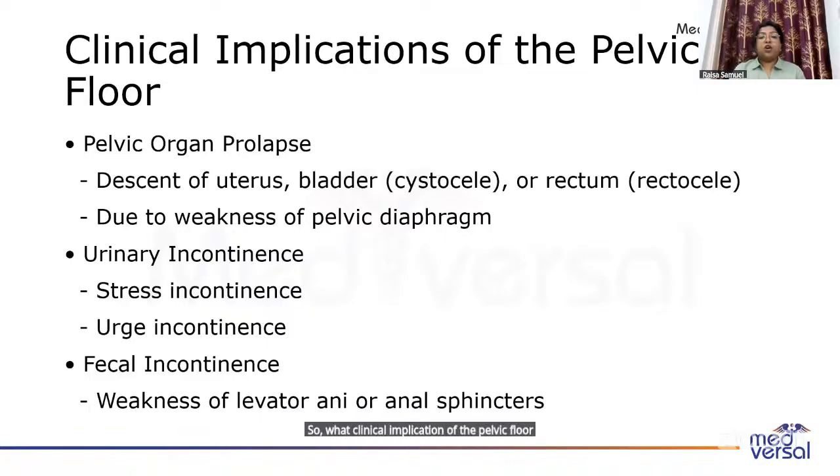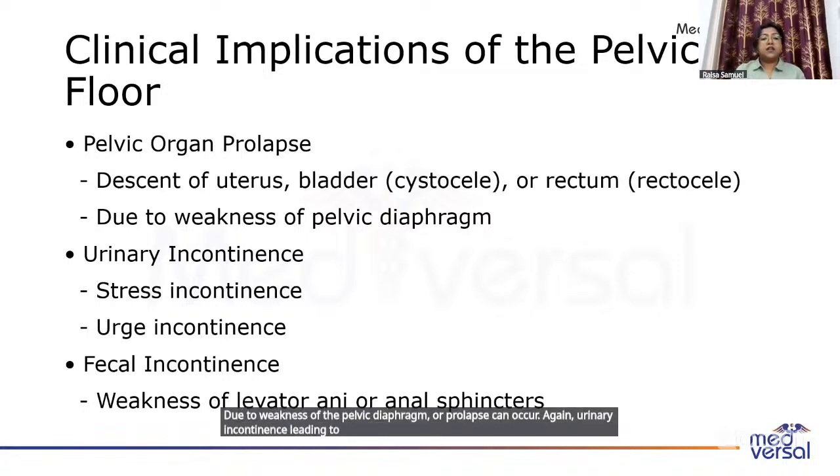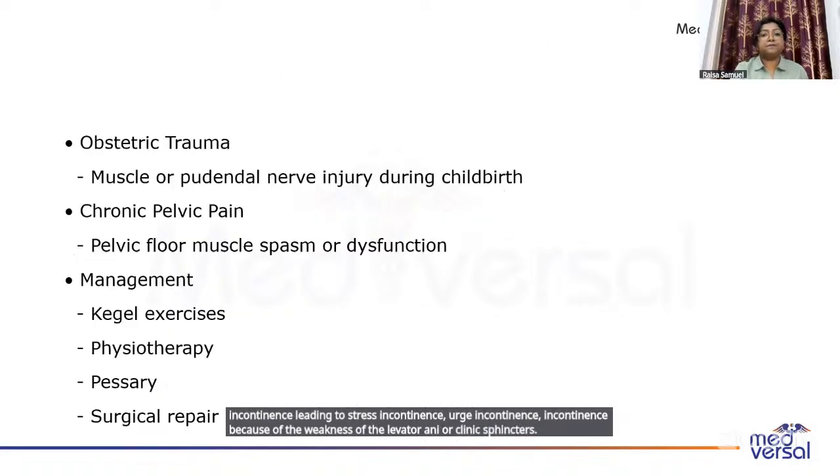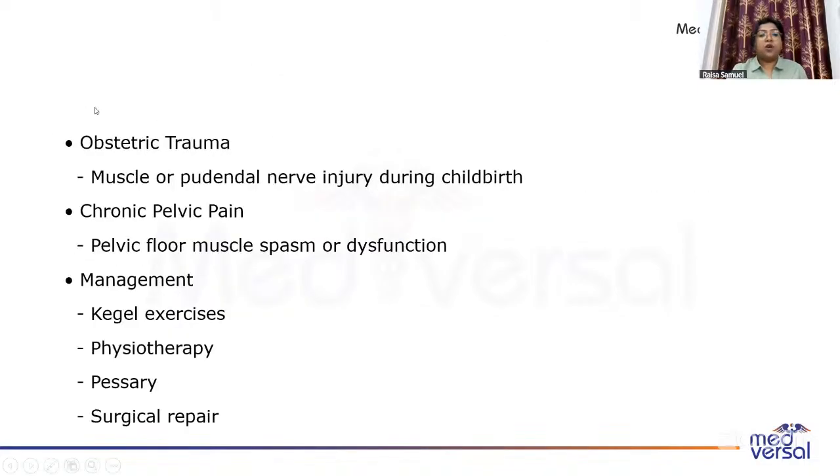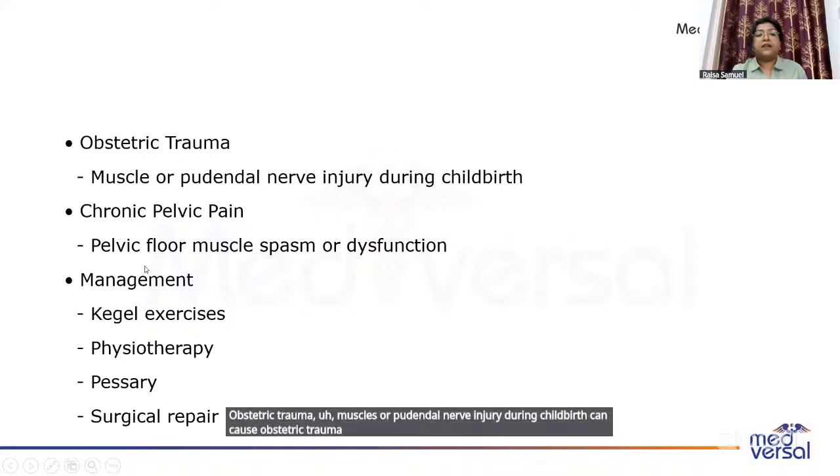It is pelvic organ prolapse, that is descent of the uterus, bladder, called cystocele, or rectum, that is rectocele. Due to weakness of the pelvic diaphragm, prolapse can occur. Again, urinary incontinence leading to stress incontinence, urge incontinence, fecal incontinence because of the weakness of the levator ani or anal sphincters. Obstetric trauma, muscle or pudendal nerve injury during childbirth can cause obstetric trauma. Chronic pelvic pain because of pelvic floor muscle spasm or dysfunction.